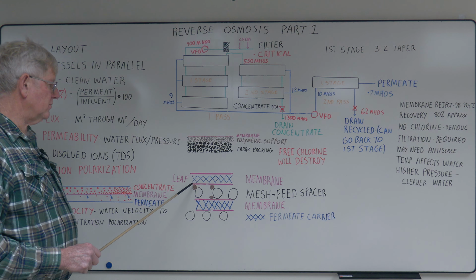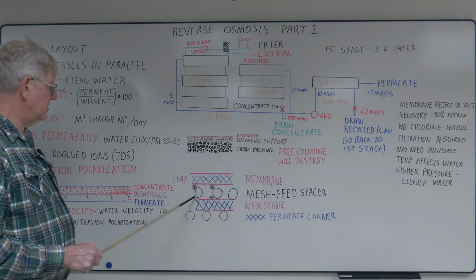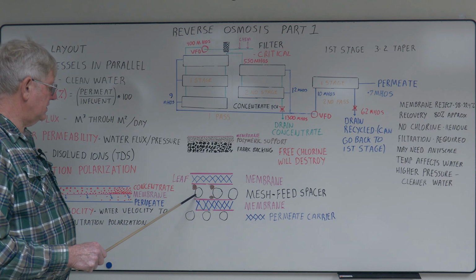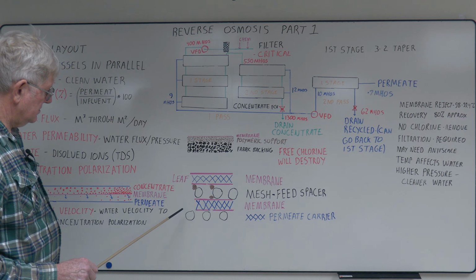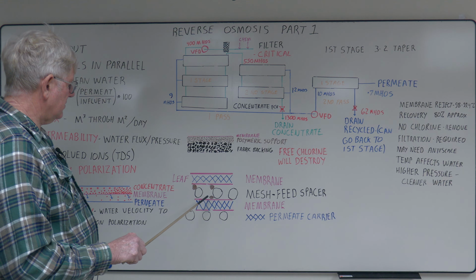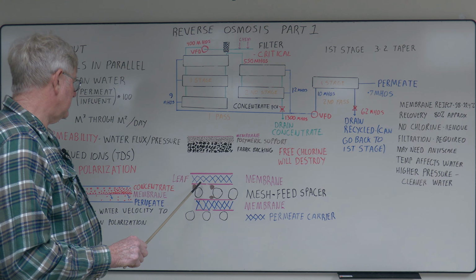So you can see particulate will plug up this small area in here. That's why super clean water is important. Or you can get scale buildup in here, or biological growth. So this is really critical to maintain good flow through here and minimize particulate.